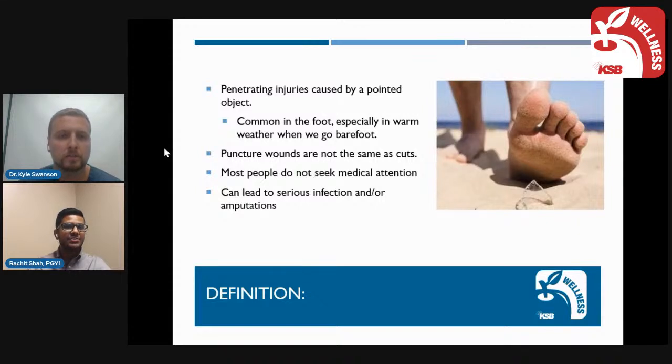So puncture wounds are penetrating injuries caused by a pointed object. And commonly, we notice that in the foot, especially in warm weather like today when we go barefoot. Puncture wounds are usually not the same as cuts. And most people do not seek medical attention. And this can often lead to serious infections and or amputations.